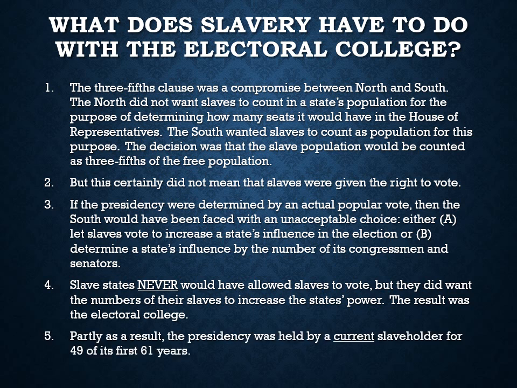Now, did this help the slaveholding states in controlling the presidency? You bet it did. For 49 of its first 61 years, the presidency was held by a current slaveholder. In other words, somebody who owned slaves while he was president. Major figures like George Washington, Thomas Jefferson, James Madison, James Monroe, Andrew Jackson were included in this statistic.